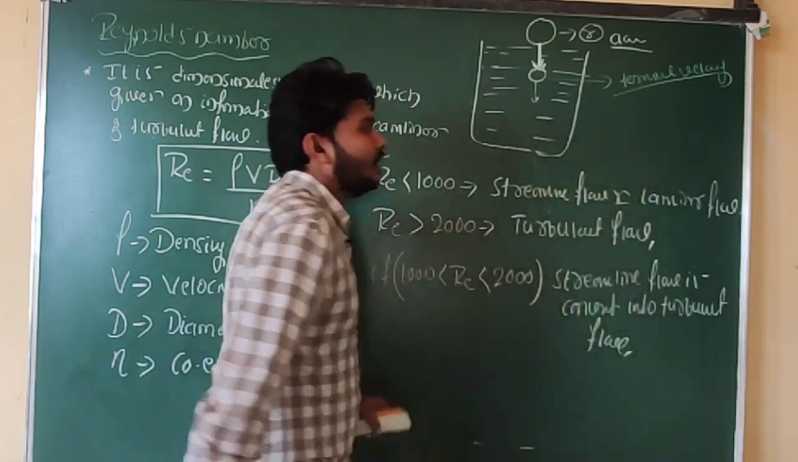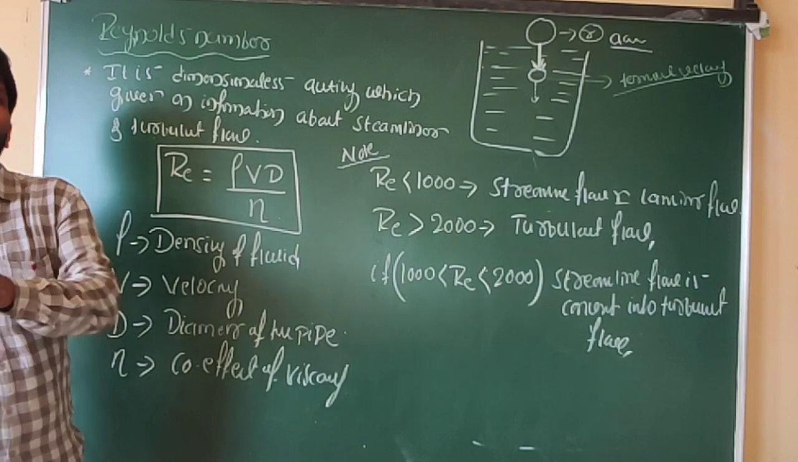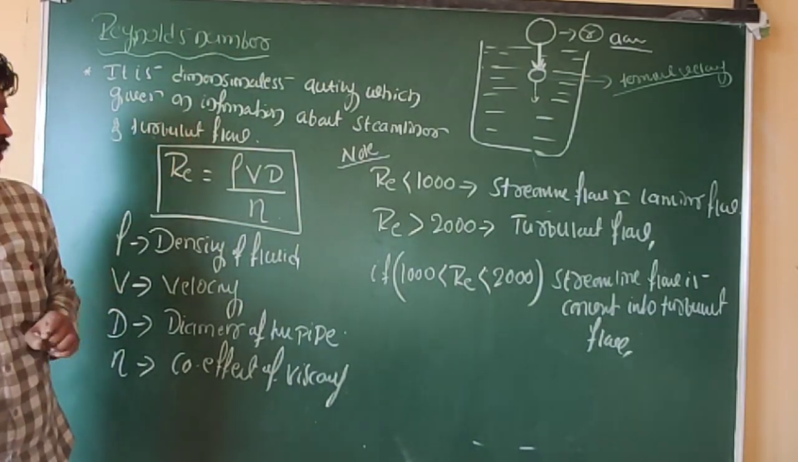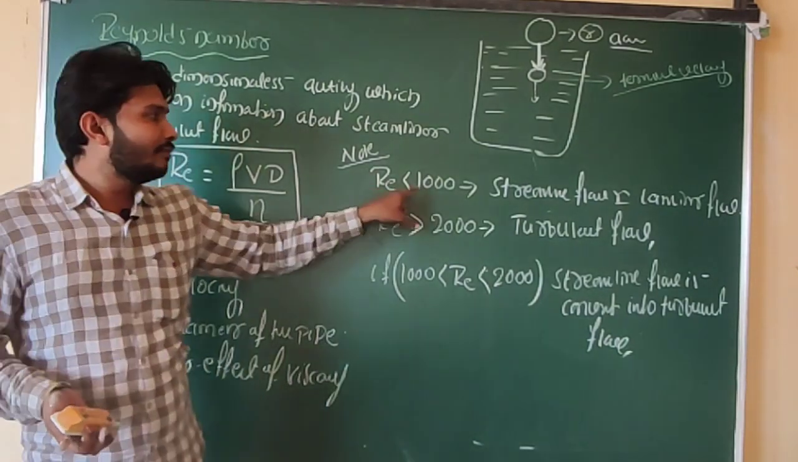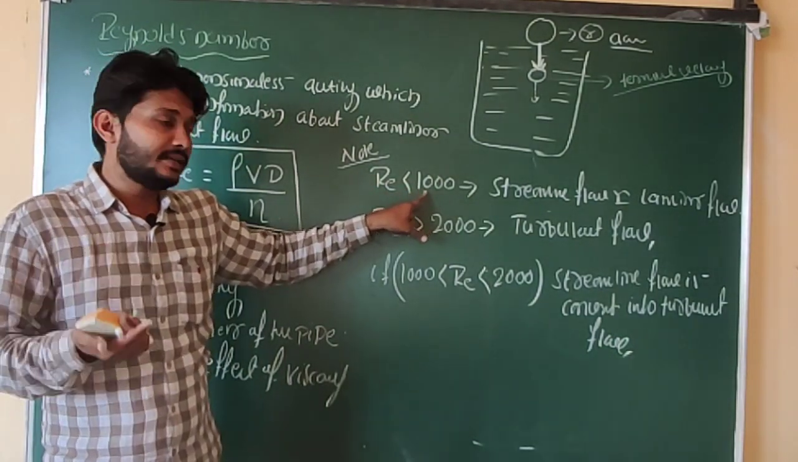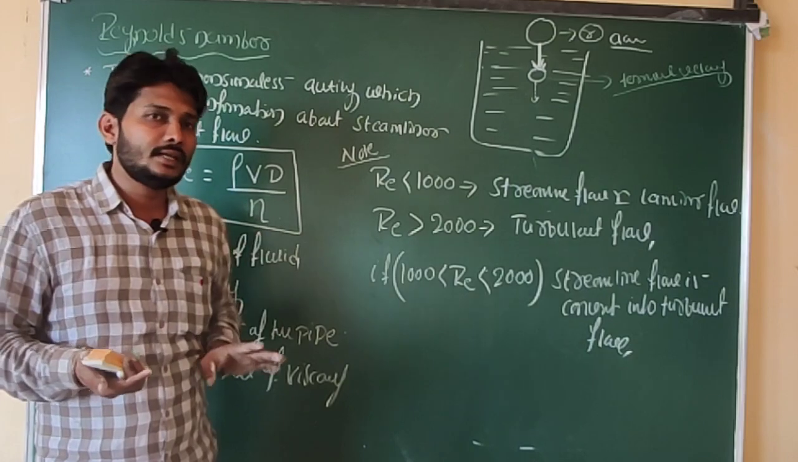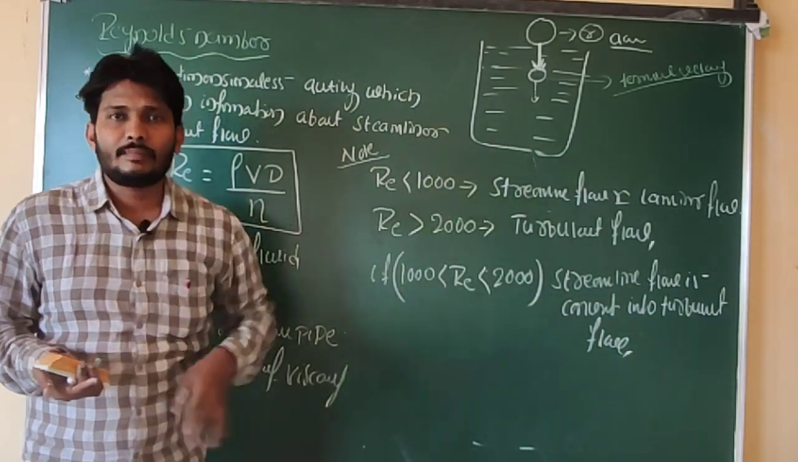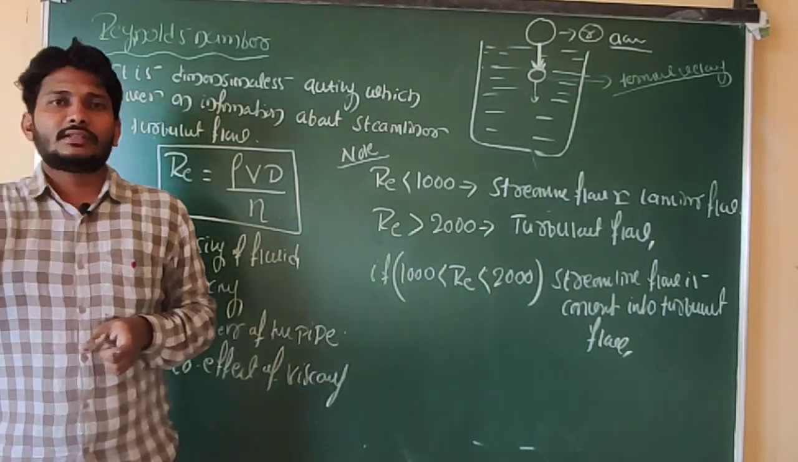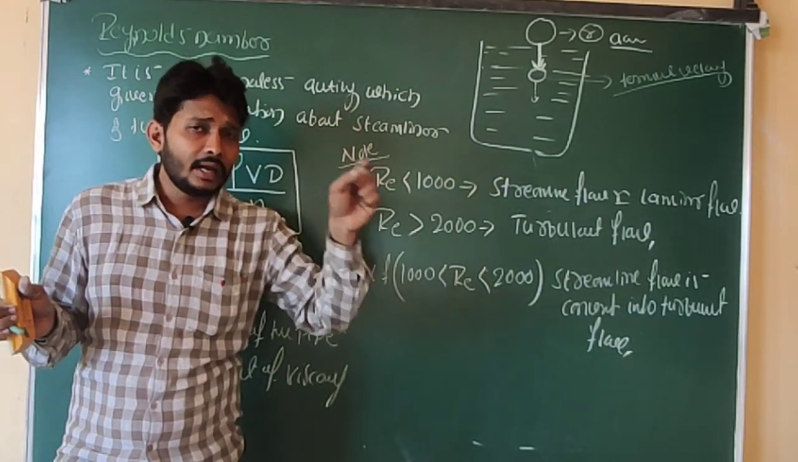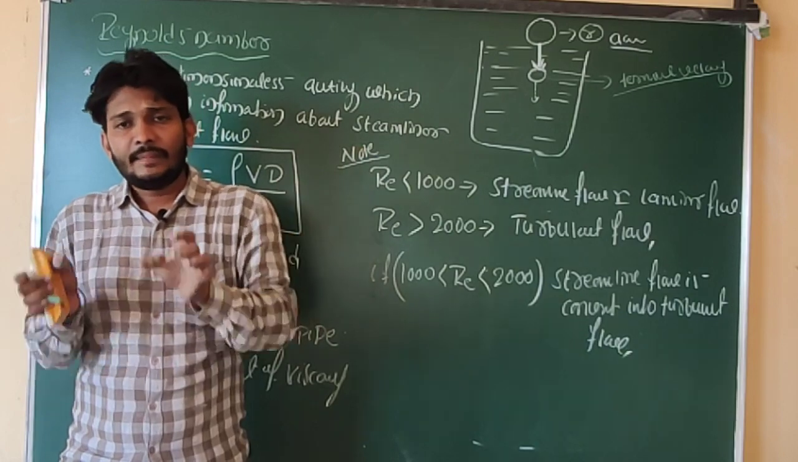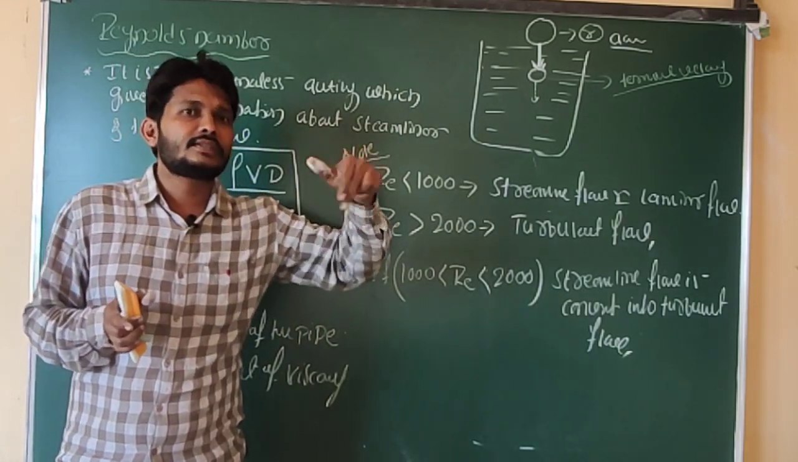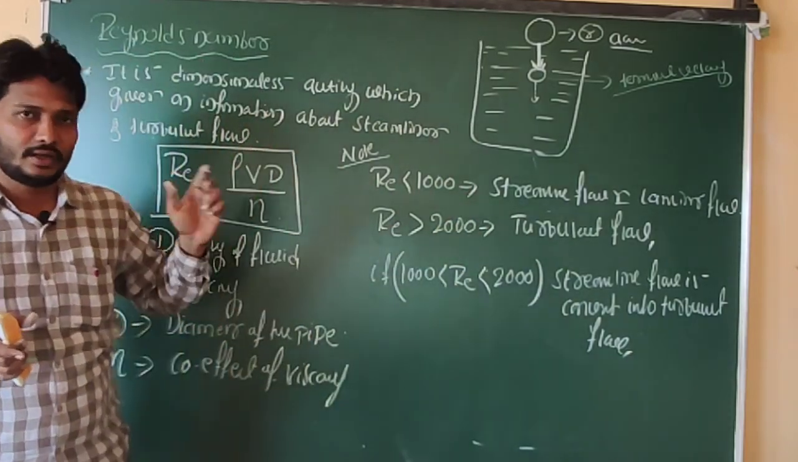So the flow of fluid may be streamline or turbulent, and I can understand it on the basis of the Reynolds number, a dimensionless quantity. If its value is less than 1000, the flow of fluid is streamline. If its value is greater than 2000, it is turbulent. If its value is greater than 1000 and less than 2000, the streamline flow is converting into turbulent flow. Hope you are understanding these things.